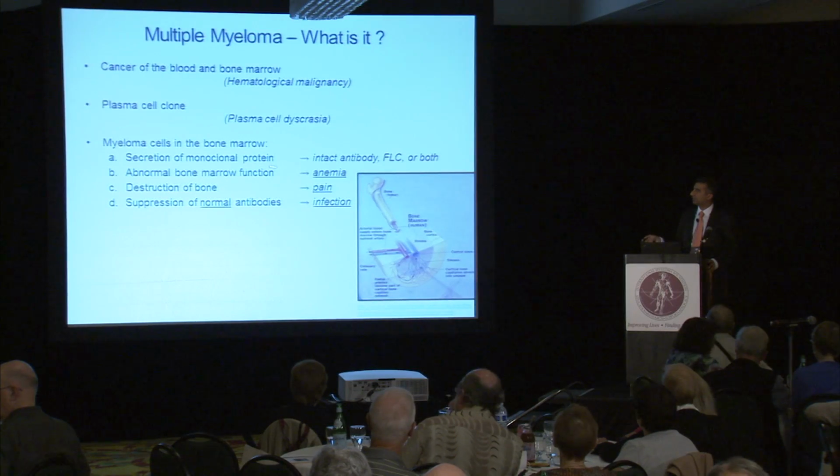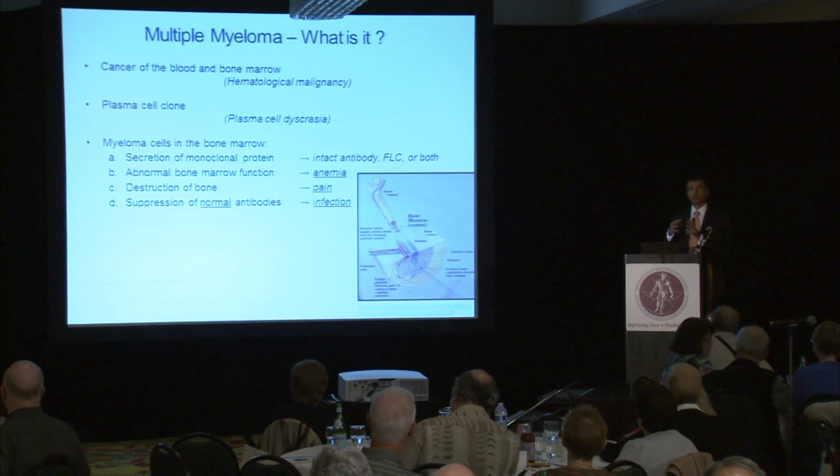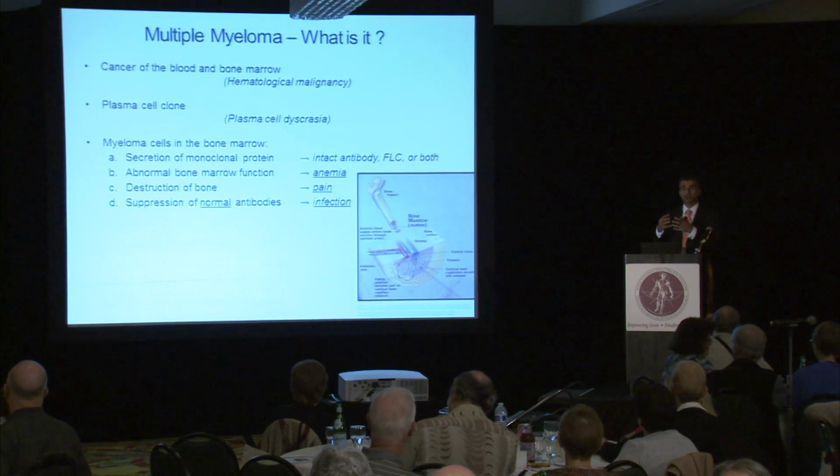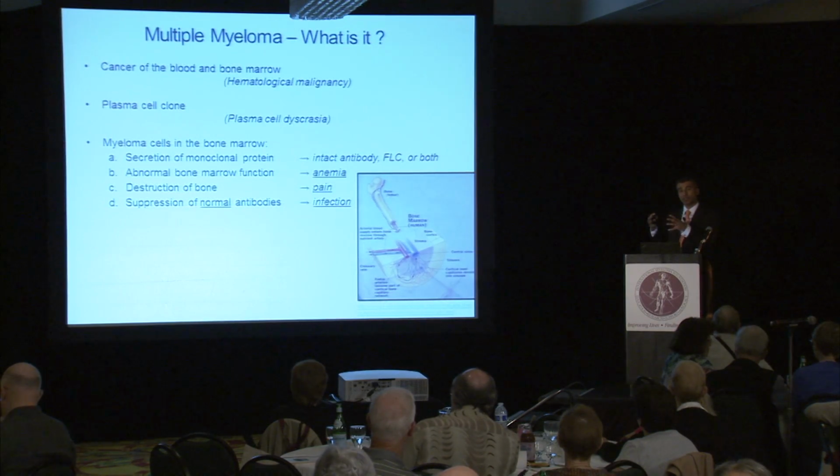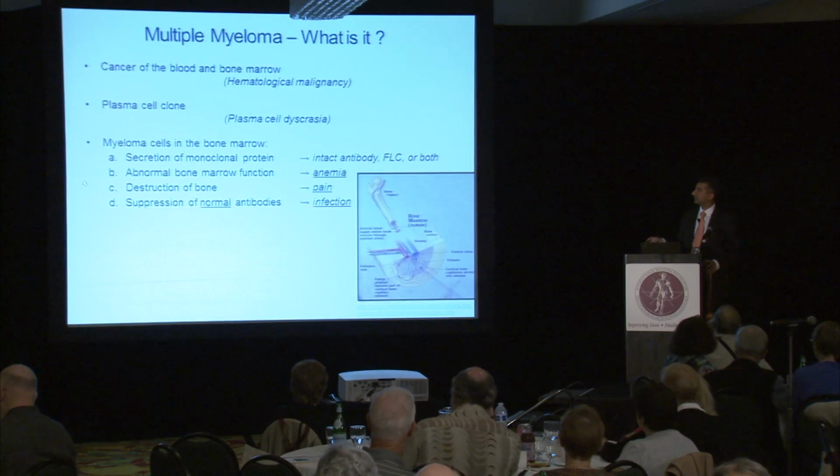But in terms of bone marrow function, the other function of the bone marrow is where your red blood cells grow up to become mature red blood cells so they can carry oxygen. So if they're getting crowded out, then that's why you have the anemia. And the same thing, you get destruction of the bone, that's causing the pain, and you get suppression of the normal antibodies because your normal B cells are also growing up in there to become normal functioning B cells that are going to make antibodies eventually.